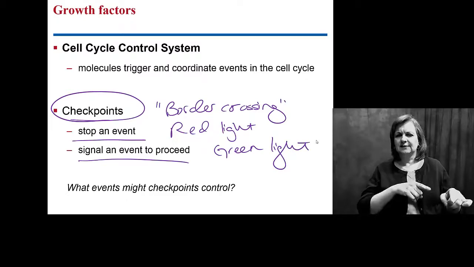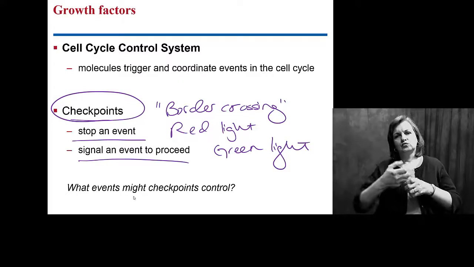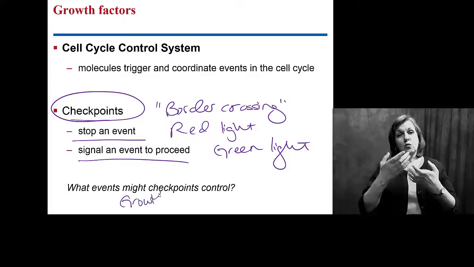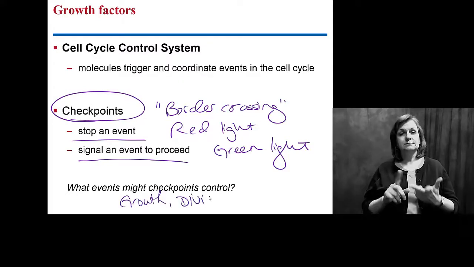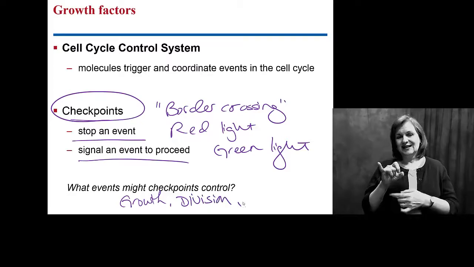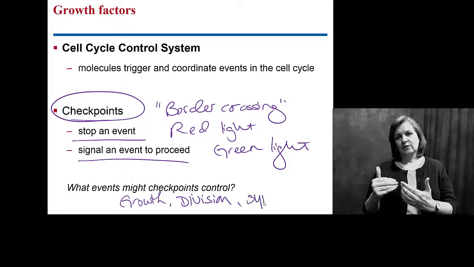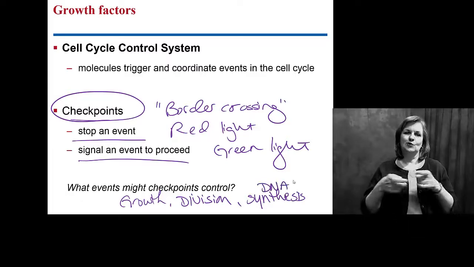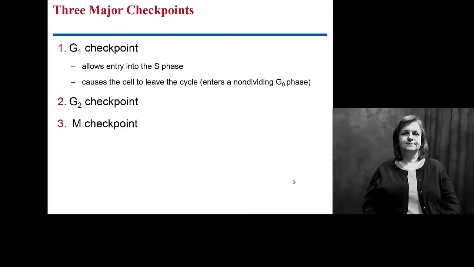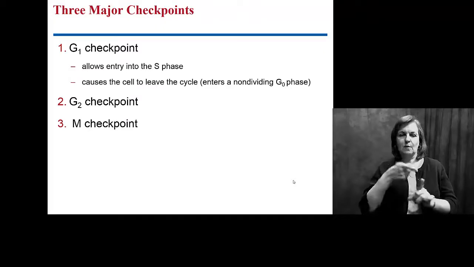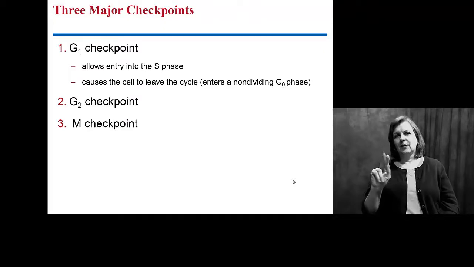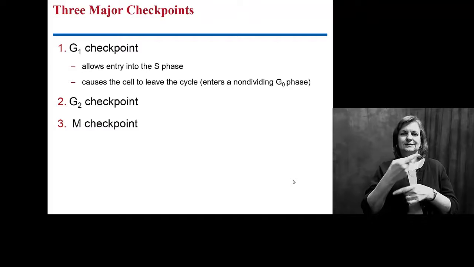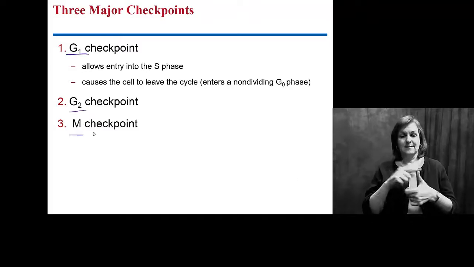What events might this actually control? Well, we can look at control of growth. We can look at control of actual division. And we can actually look at control of whether or not the DNA will go through replication as well. So we have a lot of control possible points. The three major ones that we see in most eukaryotic cells are the G1, G2, and M checkpoints.